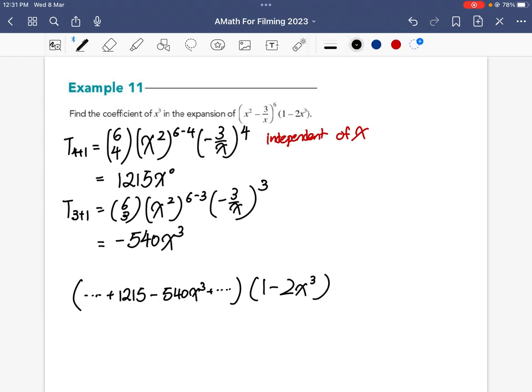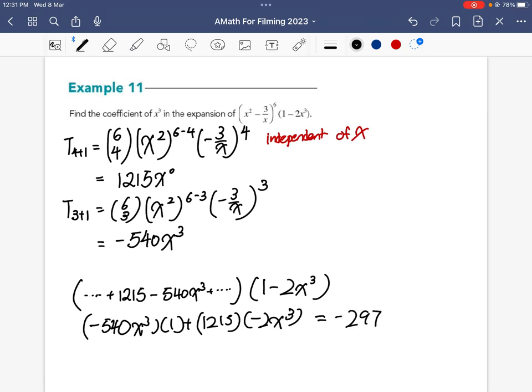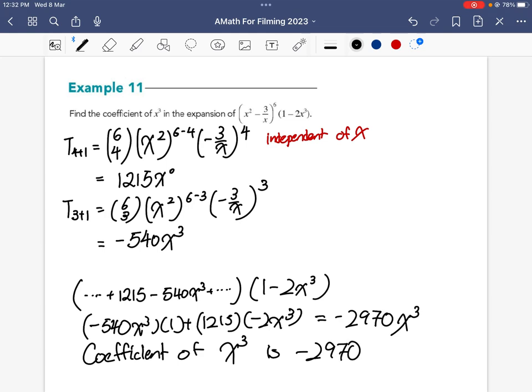So hence, what I will have here is, I take negative 540x cubed times 1 plus 1215 times negative 2x cubed. So if you work this out, what you should get here is negative 2970x cubed. So hence, to answer the question, the coefficient of x cubed is negative 2970.